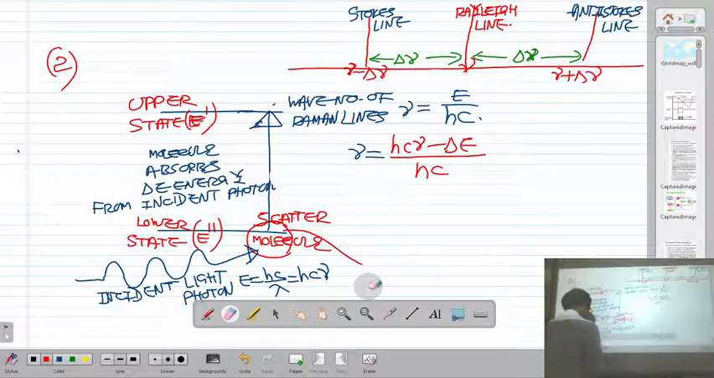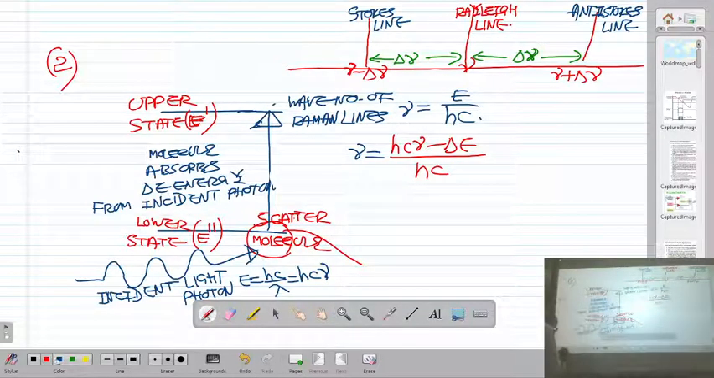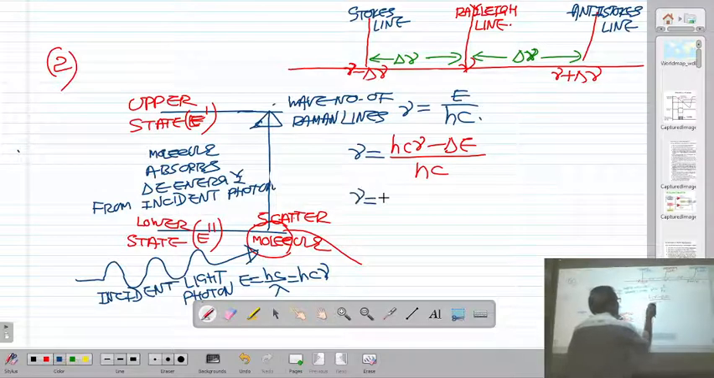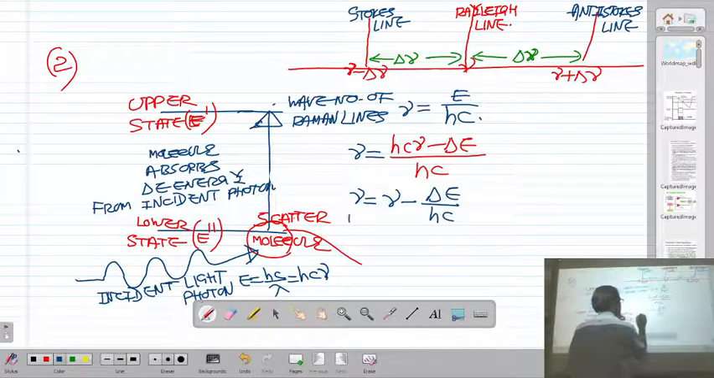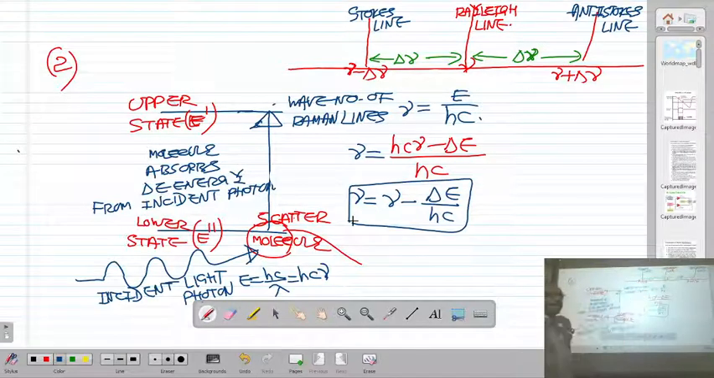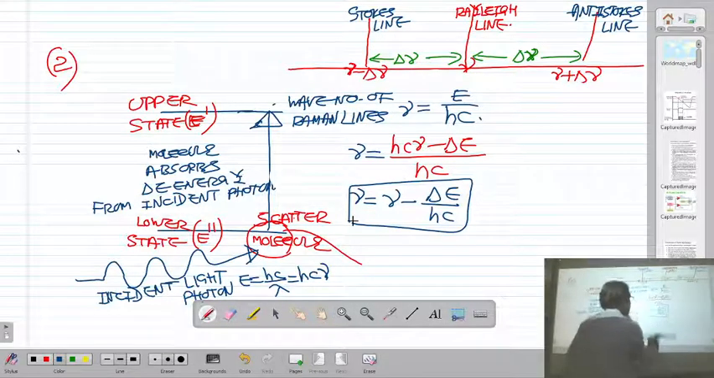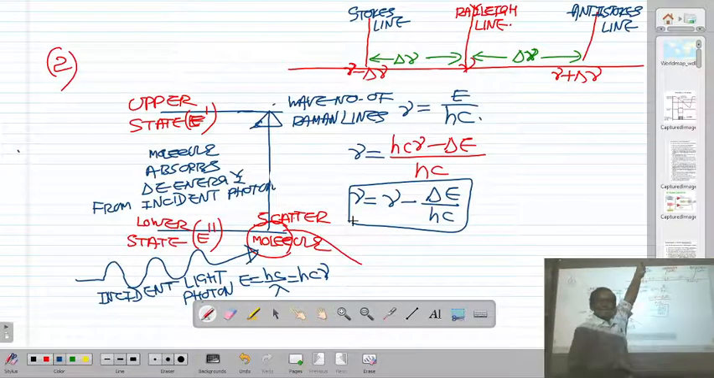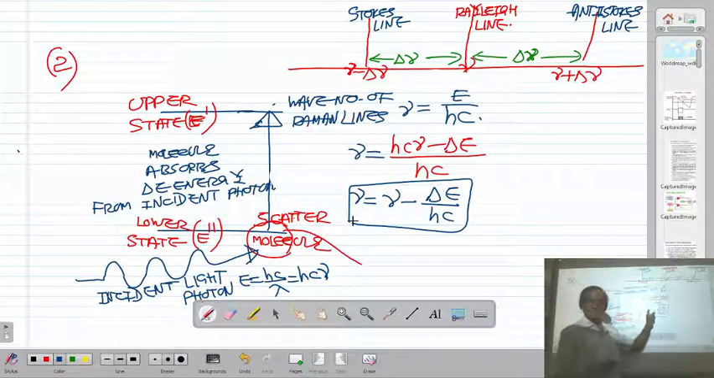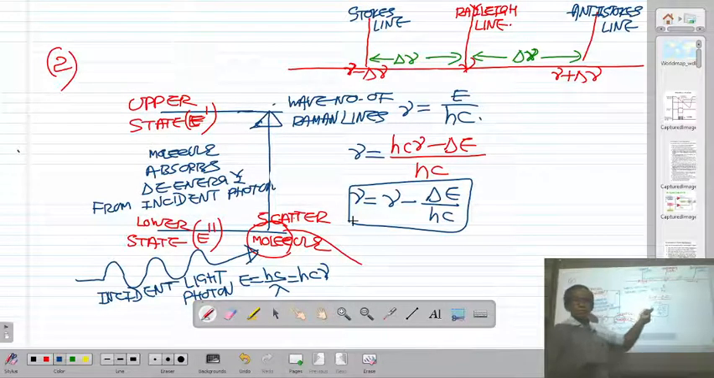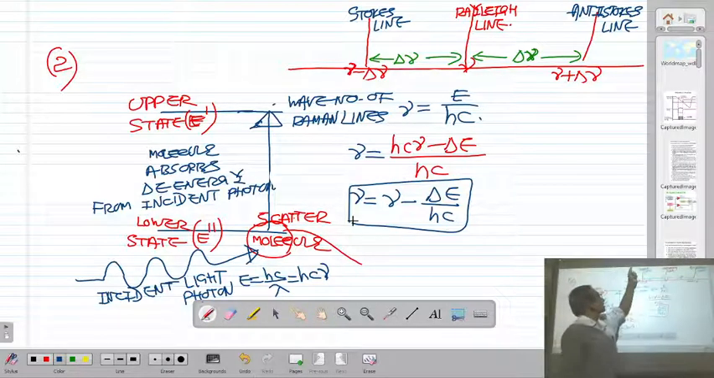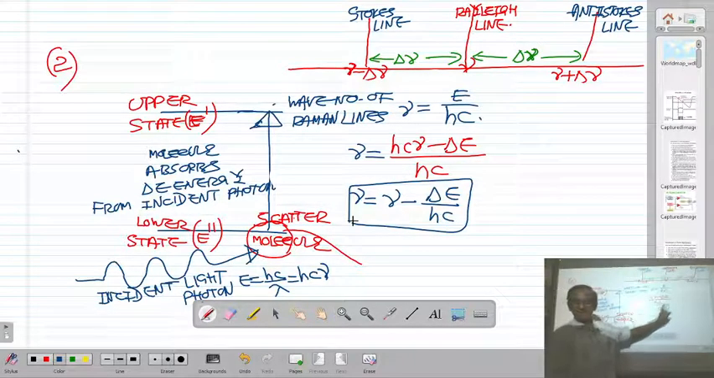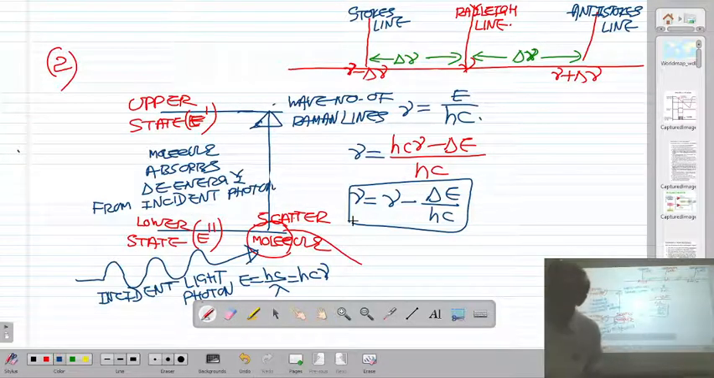Therefore, you will get the wave number equal to h cancels, ν minus ΔE upon hc. So the wave number of this line is ν minus ΔE upon hc. The wave number of this Raman line is less than the original wave number ν of the incident line. The wave number of the incident line was ν, but the wave number of this Stokes line is ν minus ΔE upon hc. So the wave number is less.